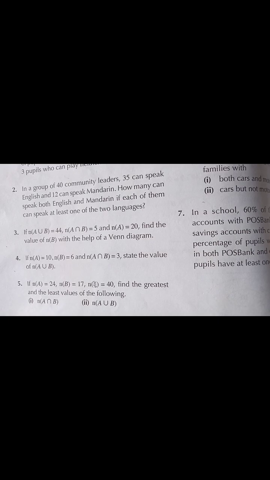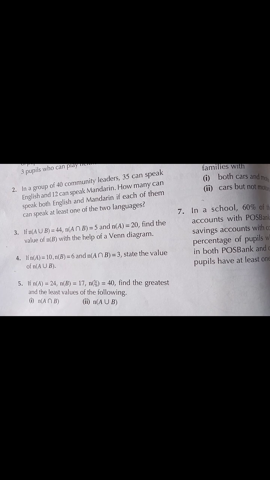Now we discuss another question. Question number 5. What the statement is given here? If number of members in the set A equal to 24, number of members in set B equal to 17, and number of members in the universal set equal to 40. Find the greatest and the least values of the following. Number 1, number of members in set A intersection B, and second part, number of members in A union B.